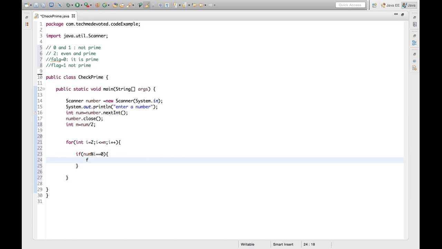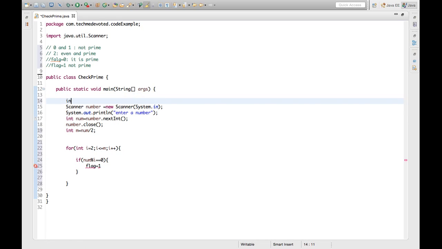So we set flag equal to 1. We already defined that if flag is equal to 1, then not prime. So we have to define this flag somewhere. Here we will define int flag equal to 0. We take 0 only, meaning if it is not prime, then we will set flag as 1.